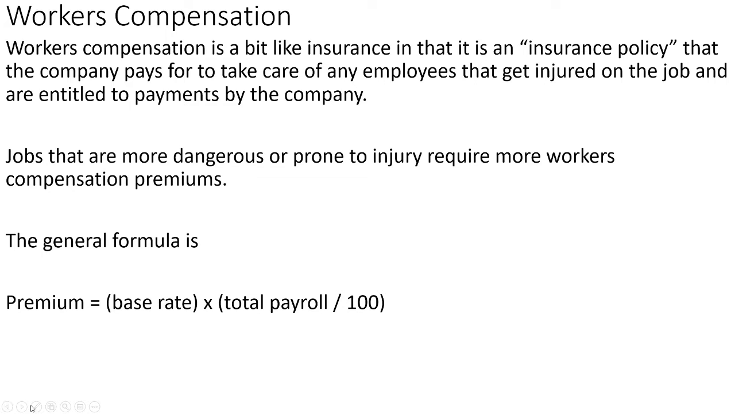Technically, you could write it, if you really want to, as base rate divided by 100 times payroll. This is essentially equivalent because it really doesn't matter which one of these you divide by 100, as long as you divide one of them by 100. Because, again, the premium is based off of every $100 you spend on employees.